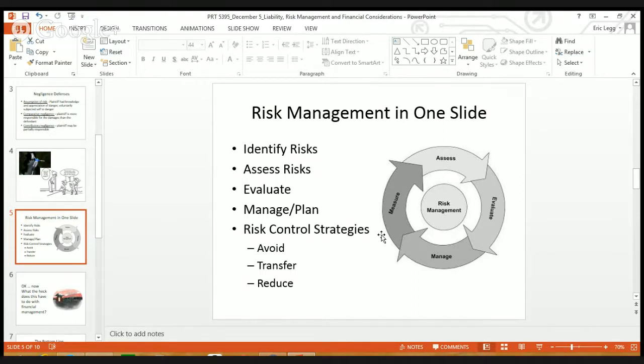We talk about three different types of risk control strategies. We avoid it entirely. That bungee jumping trip is too risky, we're not going to do it. You transfer that risk, often through insurance, which I'll talk about in a second. And you reduce the risk. Okay, bungee jumping is dangerous, but we're going to take all these safety precautions.